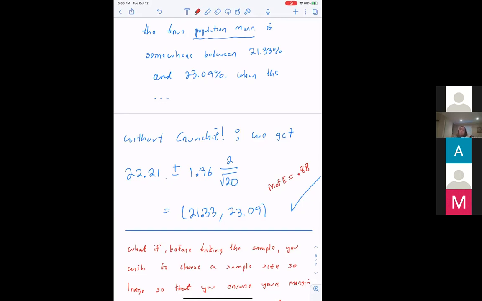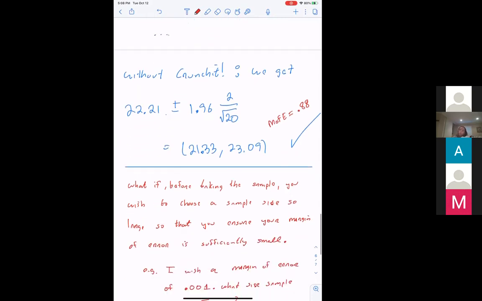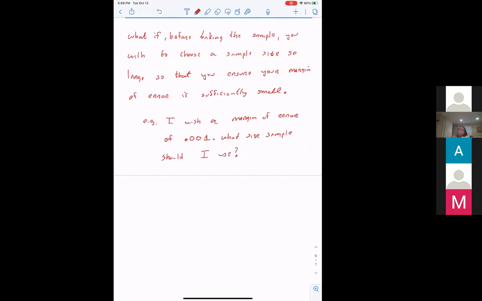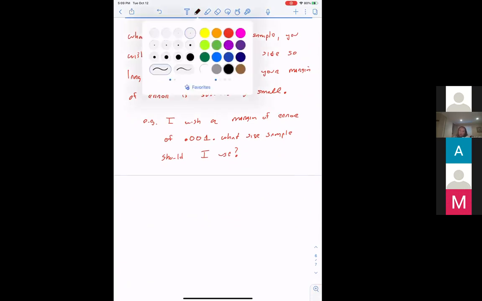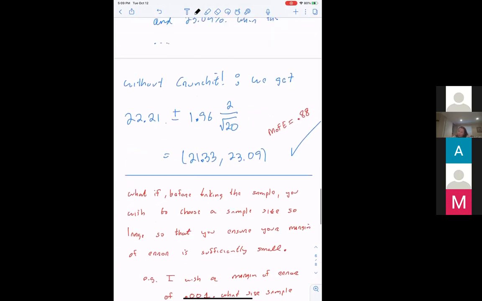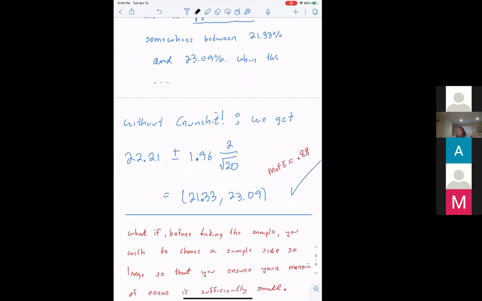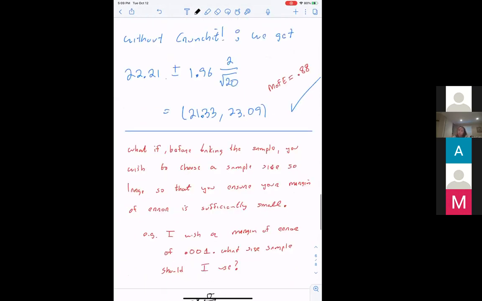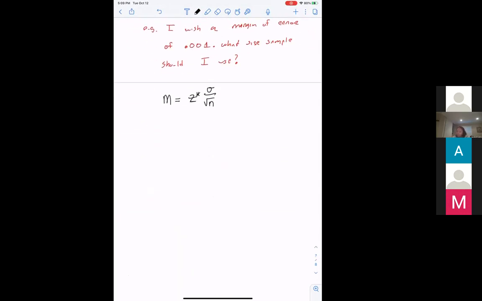So I say I don't want a margin of error that big. I want to make sure my margin of error is small. I want to make sure my margin of error is 0.001. What size sample do I use? So let's derive a formula for calculating the sample size. We know the margin of error is equal to z star sigma over the square root of n, right? That's this thing right here, correct? So let's just solve this for n, shall we?